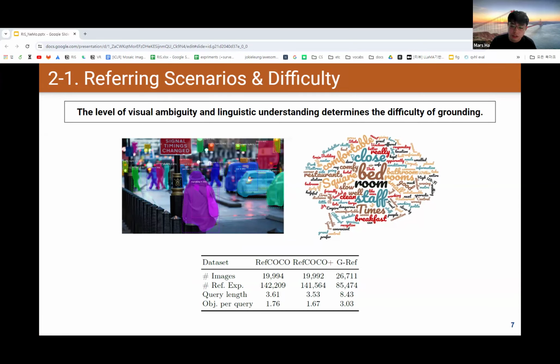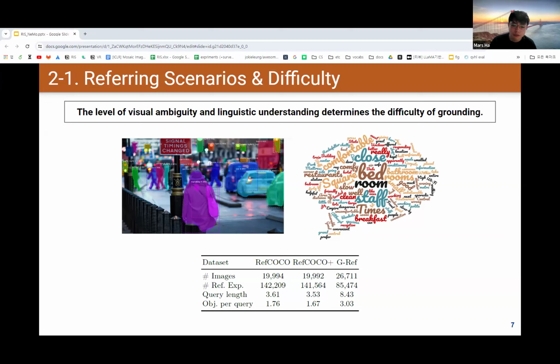Visual ambiguity here is simply the number of objects of the same category or objects that look similar, while the level of linguistic understanding means what indicators should be used to differentiate objects to point at the right target, especially when we exclude the direct use of positional words. As more visually similar objects exist in the image, as in the case of the left figure, it is likely that you really have to indicate the subtle difference between objects or use the relationship between different objects around the referent.